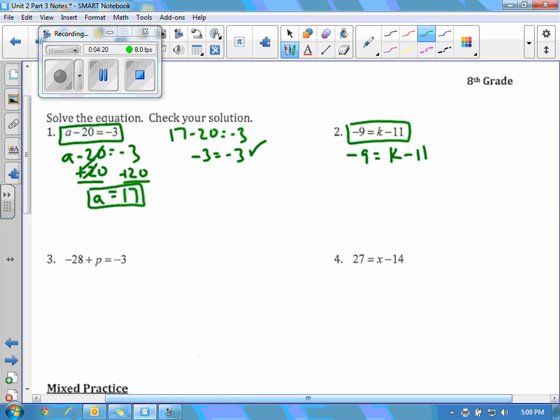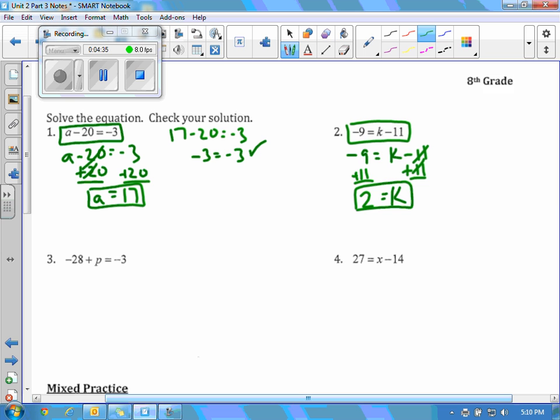I go to the right side because that's where the variable is. I have subtraction going on, so I'm going to add 11 to both sides and undo that. So negative 9 plus 11 is 2. Negative 11 plus 11 cancels out. So I get 2 equals K.